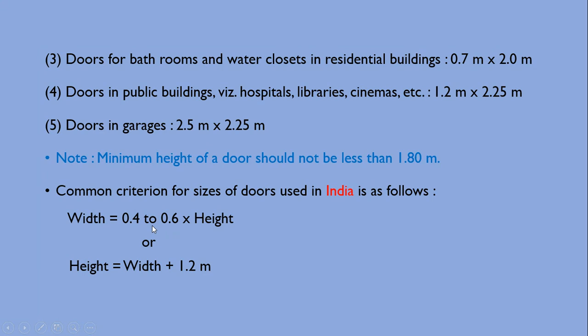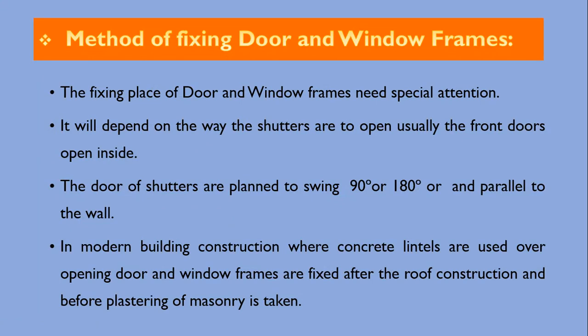Width should be 0.4 to 0.6 times the height. If the height is 2 meter, in that case the minimum is 2 into 0.4, that is 0.8, and the maximum is 1.2 meter. In between this 0.8 to 1.2, one should provide the width. Similarly, height is width plus 1.2 meter. So these are the thumb rules you can say regarding the size of the doors.